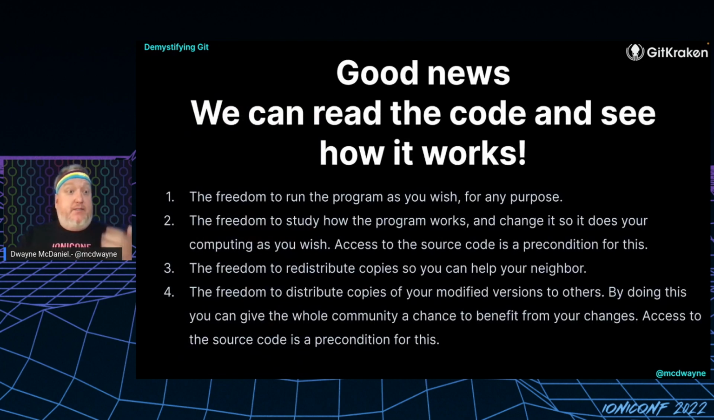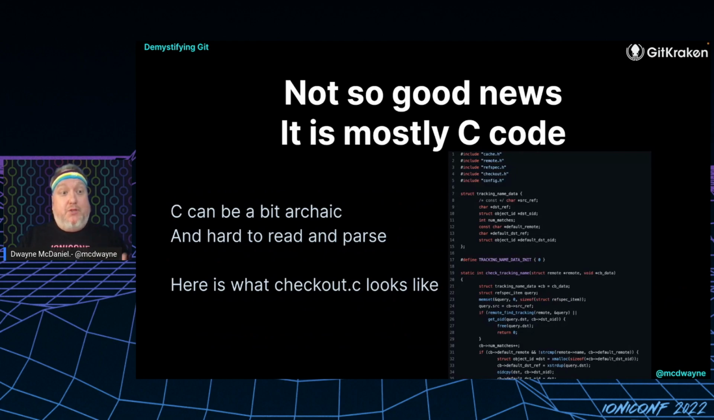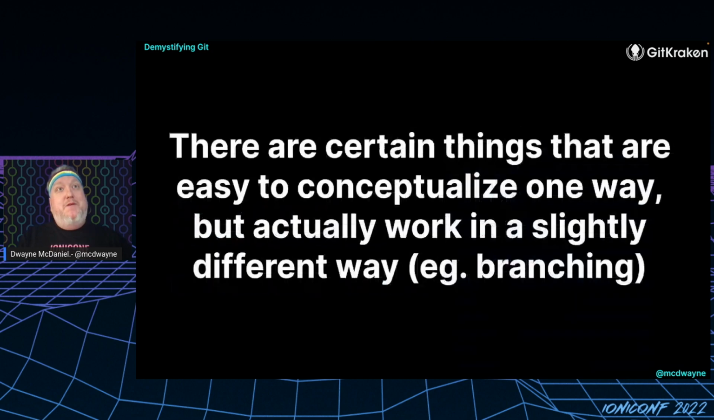Well, the good news is it's all open source. It's a prime example of open source and the community really taking a tool and making it their own. So you can look at the code. Bad news, it's mostly written in C. And I'm guessing most people watching this don't read C day in and day out. If you do, well, have at it. And there are certain things in Git that conceptually work one way, but in reality actually work another way. But it was easier to explain it conceptually one way. There's a lot of things like that you'll run into. We'll talk about that a little bit with branching later.